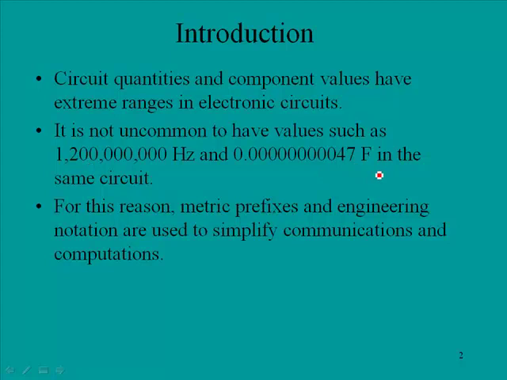Then here we have a number in farads, and it's 0.0000000047 farads in the same circuit, and these numbers are quite large. For this reason, metric prefixes and engineering notation are used to simplify communications and computations.